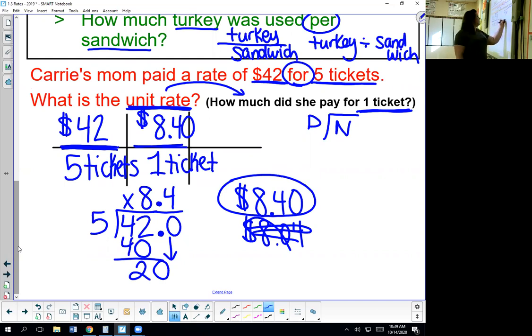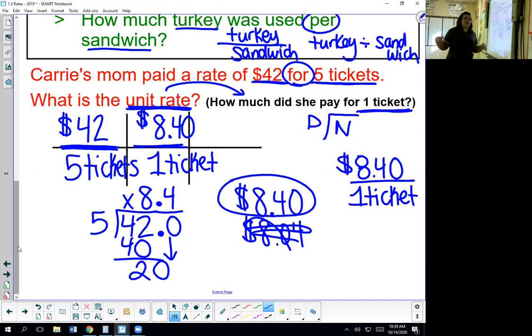So what is the unit rate? It's $8.40 for 1 ticket. Per ticket, a ticket, each ticket, every ticket. You can replace all of those with that right there. If you notice though, when I'm doing this, I am bringing over the symbols and the words. It's very, very important to do that now because it will help us in the future.